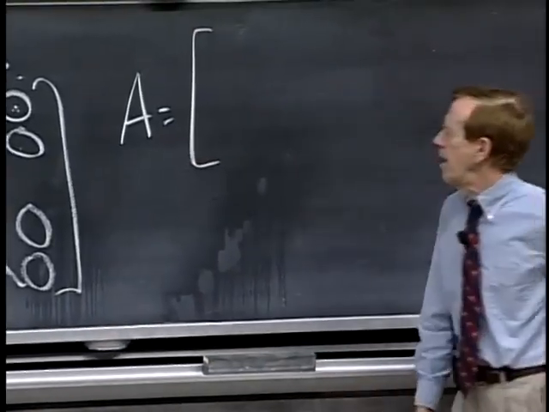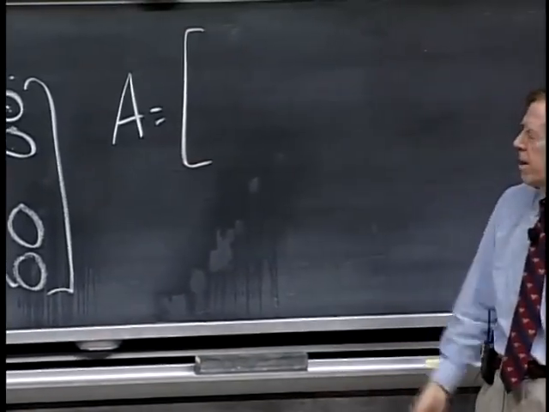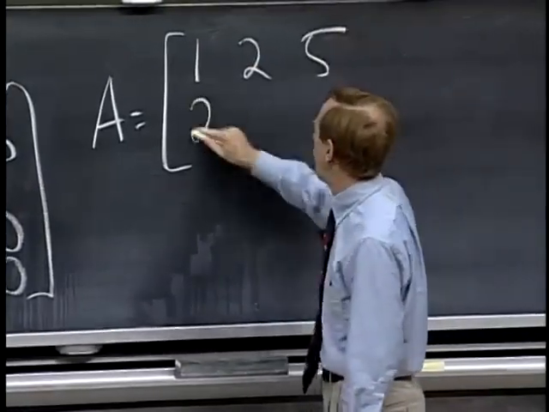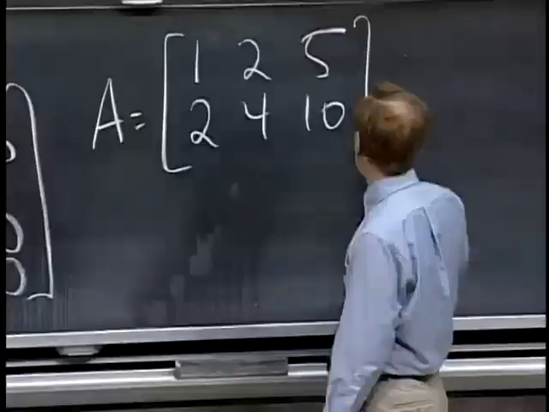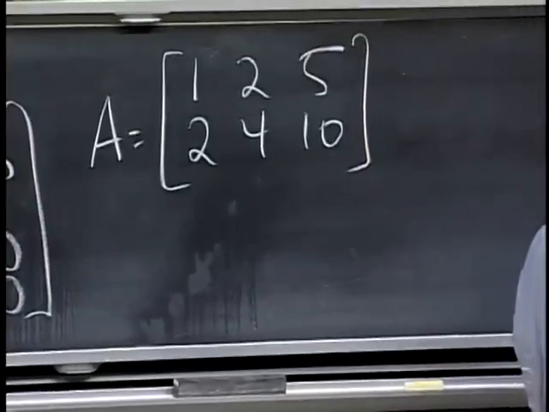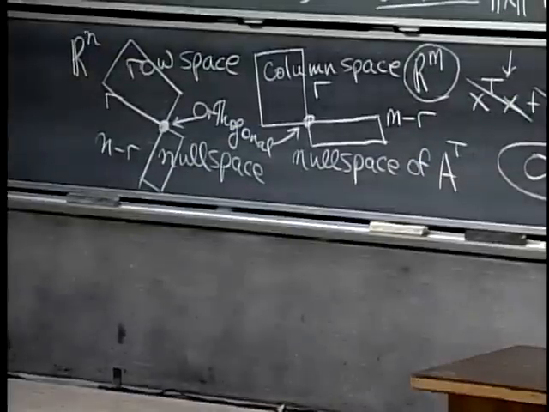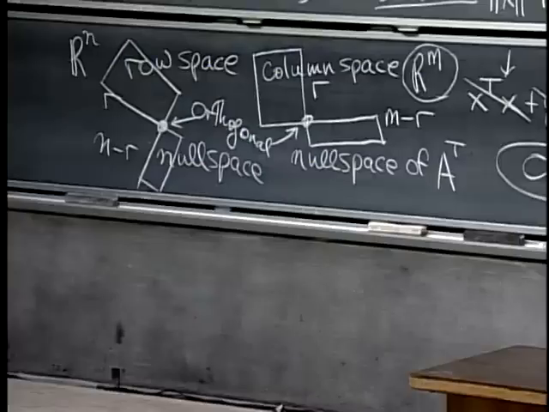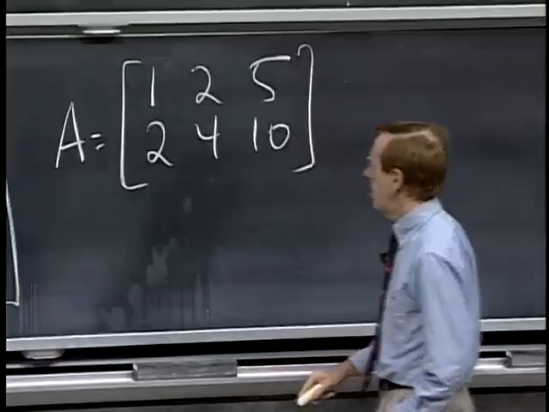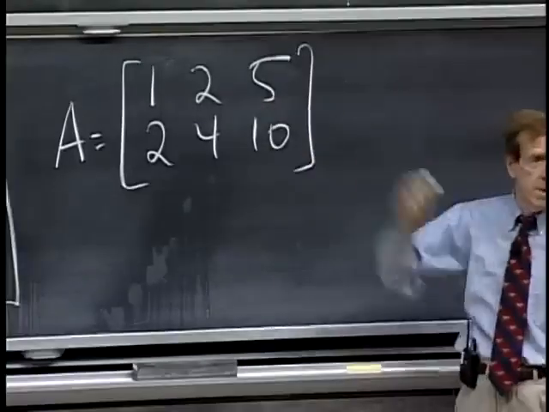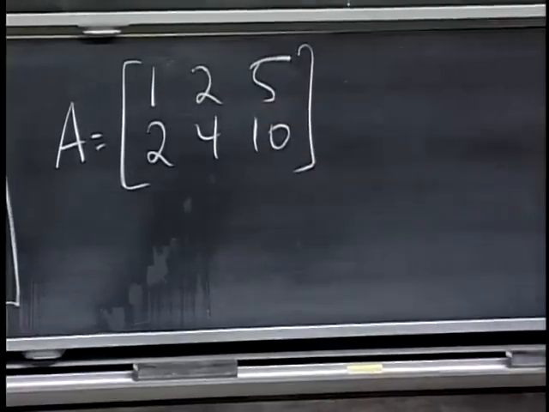good, I'm in R3, I want a one-dimensional row space. Let me take 1, 2, 5, 2, 4, 10. What's the dimension of that row space? 1. What's the dimension of the null space? What's the null space look like in that case? The row space is a line, right? One-dimensional. It's just a line through 1, 2, 5.